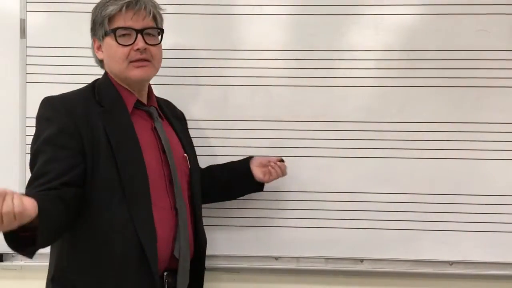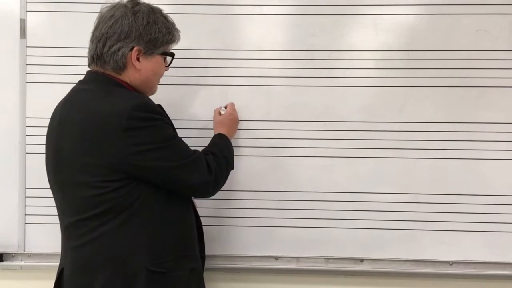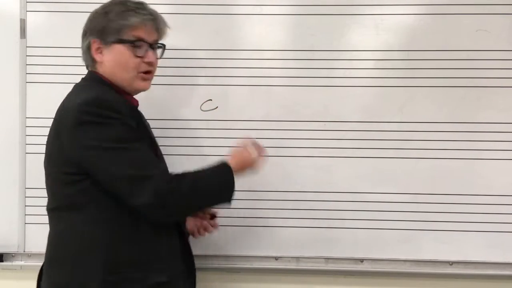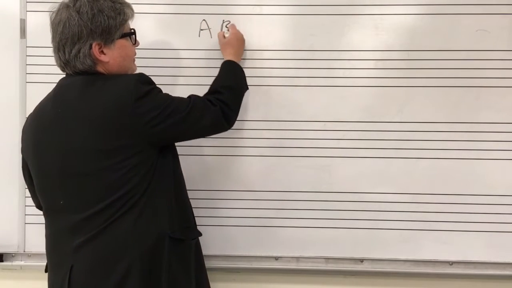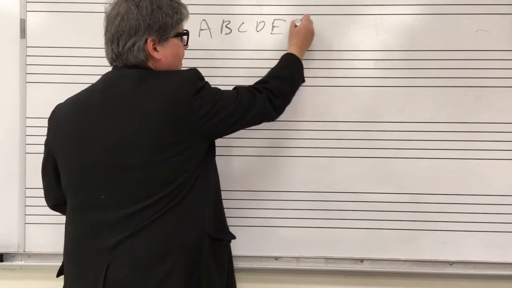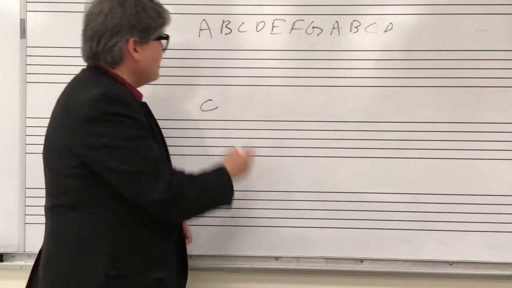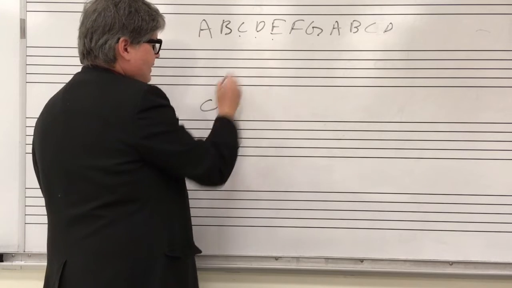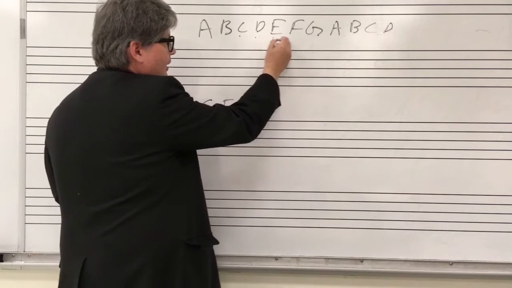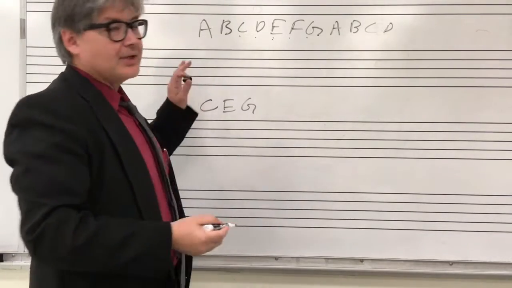So let's say we'll start with the easiest one in some ways, a C chord. So we build a C chord, we start off with C. We go up three each time, so I'll write the musical alphabet up here: A, B, C, D, E, F, G, A, B, C, and so forth. It repeats. So if I take a C and I go up three, one, two, three, E's the next note, one, two, three, G is the next note. So that's how you can build triads.